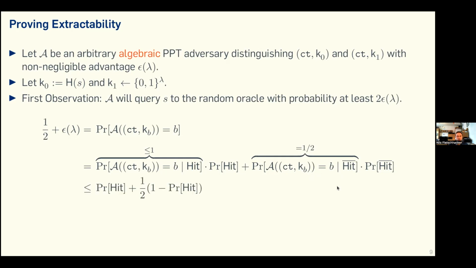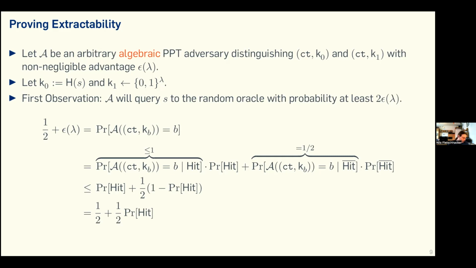So you end up with something like this, where we have the probability that hit occurs, and we replace not hit with 1 minus hit, and we end up with 1/2 plus epsilon is equal to 1/2 plus 1/2 times the probability of hit. So we can remove the 1/2 on both sides and multiply by 2, and then we get the claim that, yes, indeed, any adversary that is successful in distinguishing actually has a significant probability of querying this correct S.